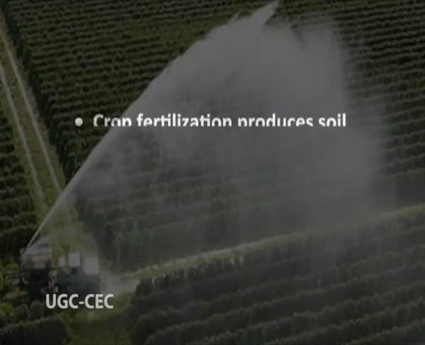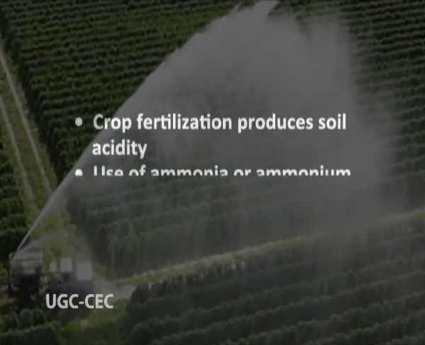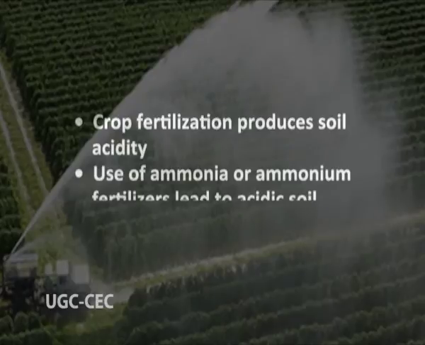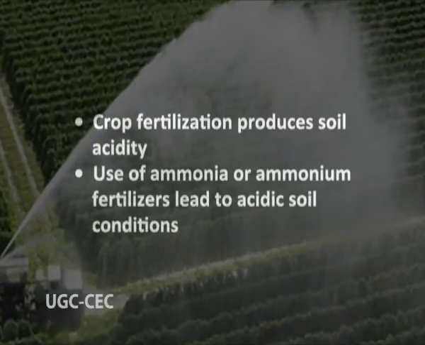Crop fertilization can also produce substantial soil acidity. Continued use of ammonia or ammonium fertilizers can lead to acidic soil conditions by microbially mediated reactions.